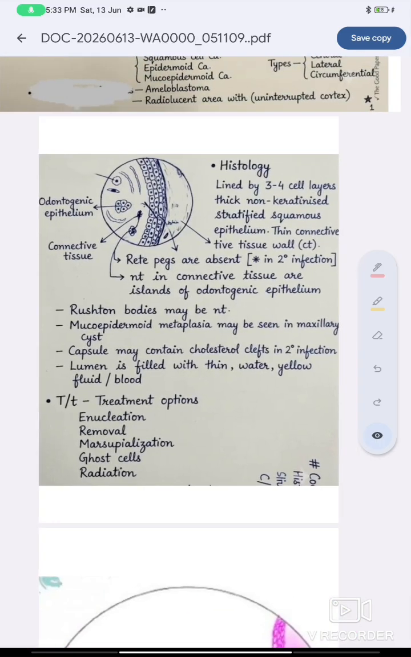Moving further, as you can see, it is written over here. It is lined by 3 to 4 layers of non-keratinized stratified squamous epithelium, thin connective tissue wall, rete pegs are absent, presence of islands of odontogenic epithelium. Rushton bodies may be seen. Rushton bodies are hairpin-like bodies that are present in dentigerous cysts, OKC, and radicular cysts. Then the lumen is filled with thin watery, straw-yellow fluid or blood-tinged fluid. It is thin. For OKC, the secretion was very cheesy, but for dentigerous cyst, it is thin straw-colored fluid.